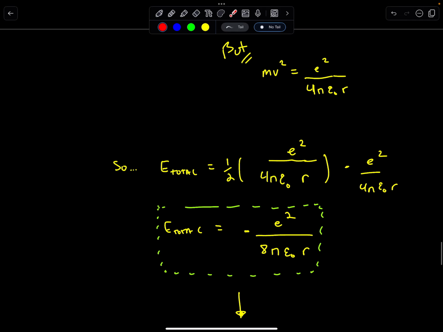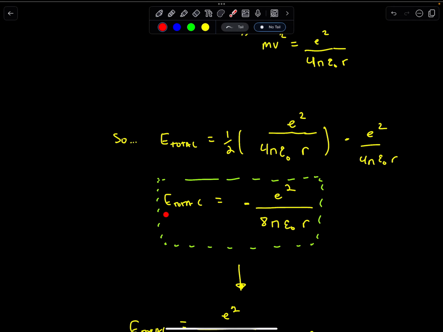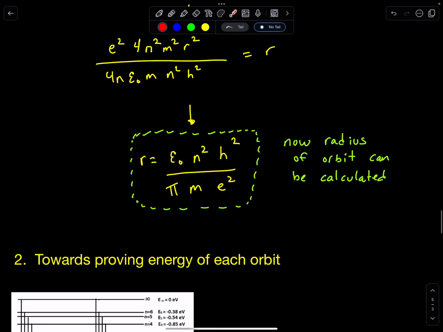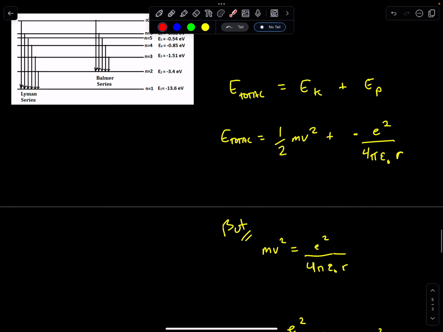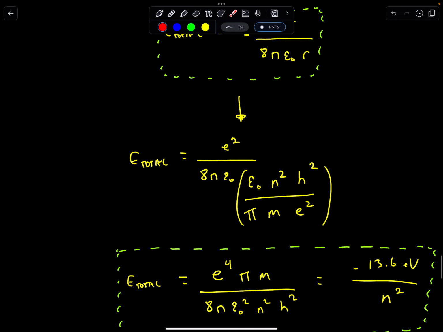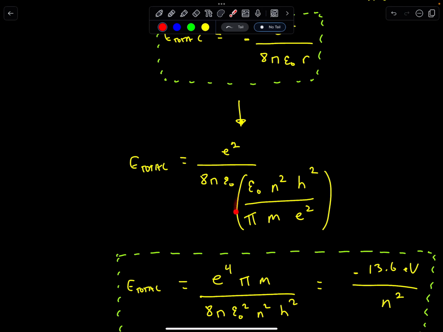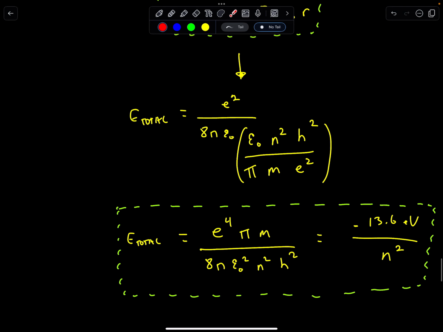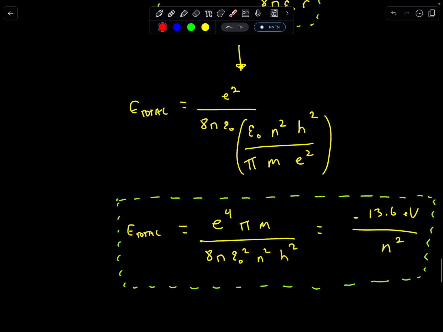So then he can put that through, and he gets the total energy is equal to e squared over 8 pi epsilon naught r. And he just found from what we did before this equation for r. So then if he plugs that value in for r, which we have over here, he's able to get this expression, which is a bunch of constants. And he can plug those constants in and be able to get the value of negative 13.6 electron volts over n squared. So this is what we talked about before.